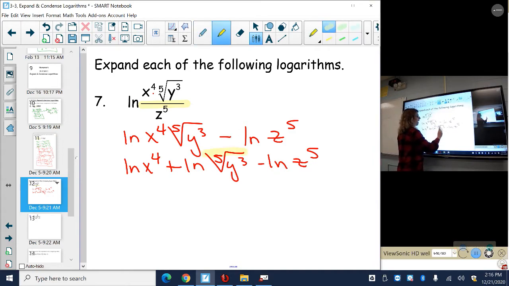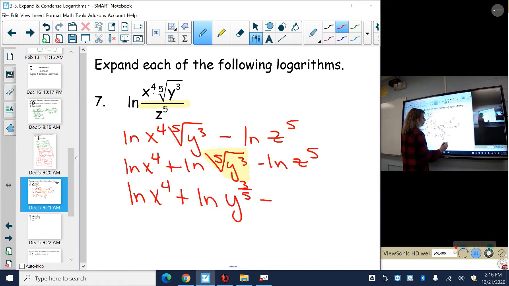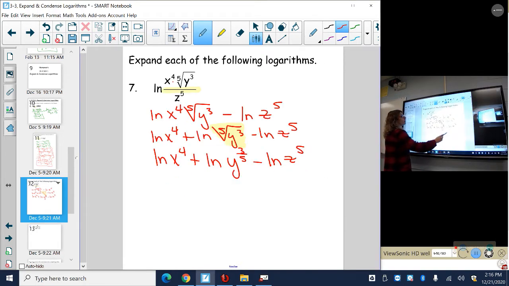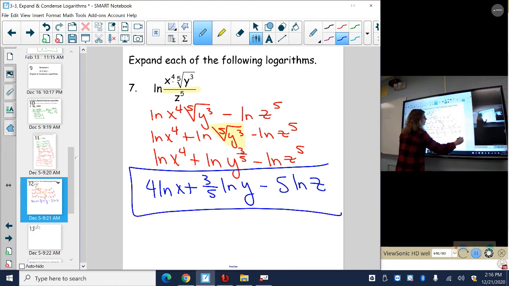Now, my eye does not like this. So rewrite it. Natural log of x to the 4th plus the natural log, power over root, it gives you the 3/5. Next, we're going to go ahead and bring all of our powers out front by multiplication. 4 times the natural log of x plus 3/5 times the natural log of y minus 5 times the natural log of z. This is the expanded form of number 7.